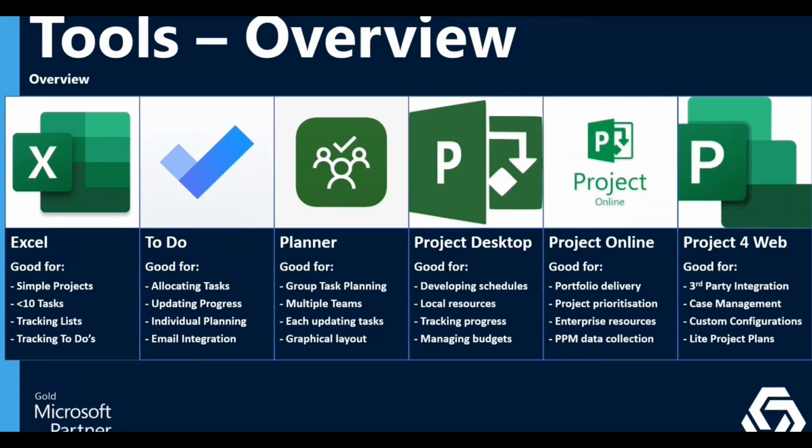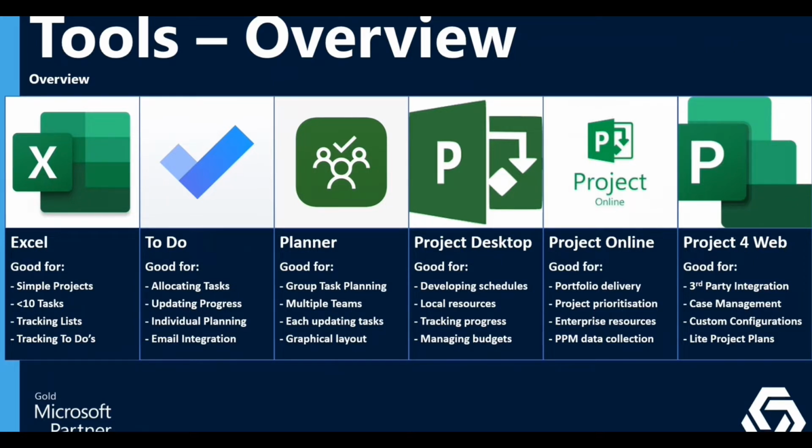On the left-hand side is pretty much the most simple solution you could use, which is Excel. A lot of organizations still use Excel for project management, and I think it has a place where there's a simple standalone project with some tasks. You're tracking your to-do items, you're listing your tasks, and you're creating your columns. It's quite easy if you're delivering one project.